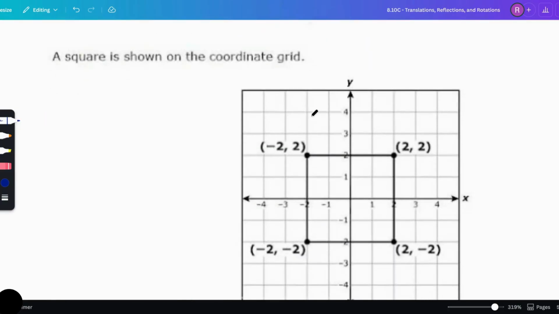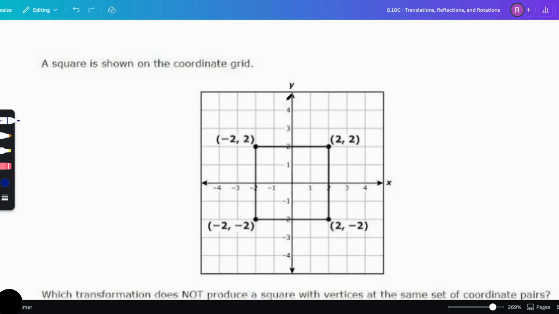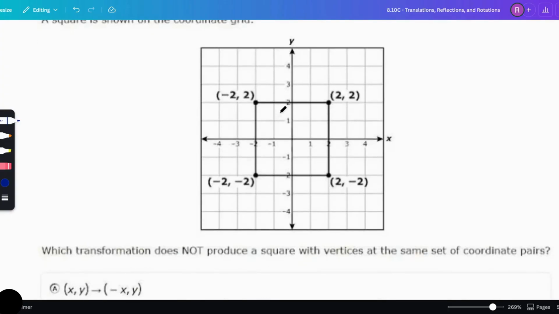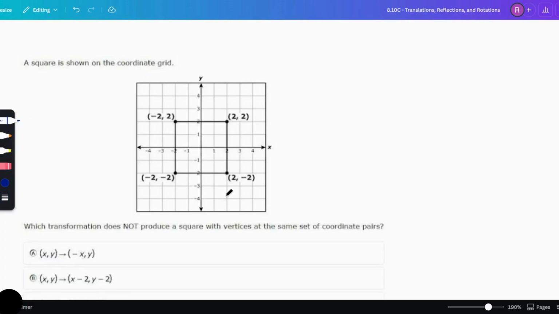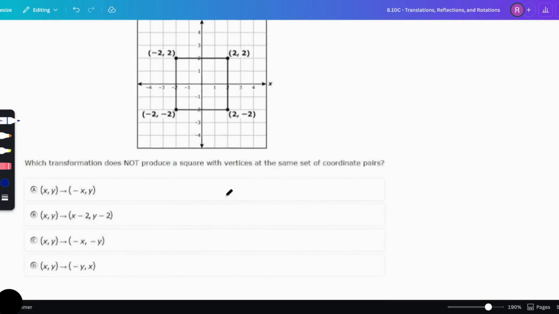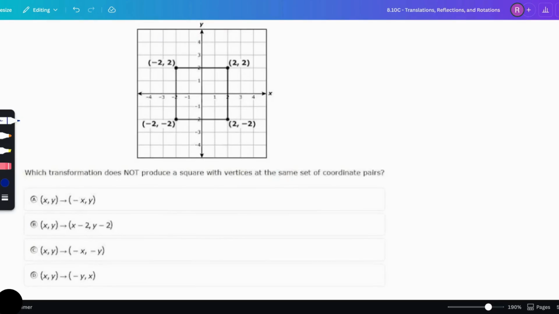So now to the next one. A square is shown on the coordinate grid. Which transformation does not produce a square with vertices at the same set of coordinate pairs? This means that whenever we perform any operation on this shape, the result must have the same set of coordinate pairs.